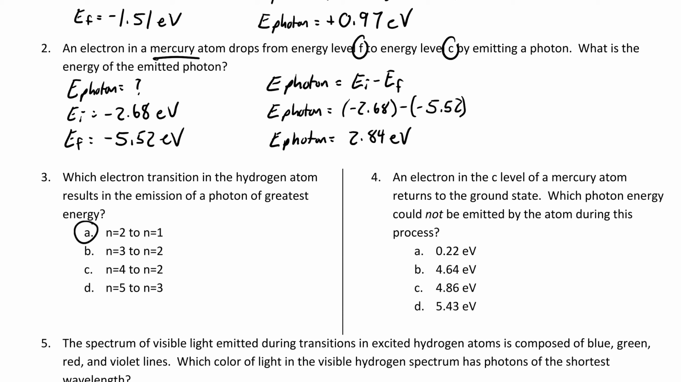Number 4, an electron in the C level of a mercury atom returns to the ground state. I like these types of questions. It says, which photon energy could not be emitted by the atom during this process? So remember, we're going from C to the ground state in a mercury atom. Let's take a look at what that looks like.